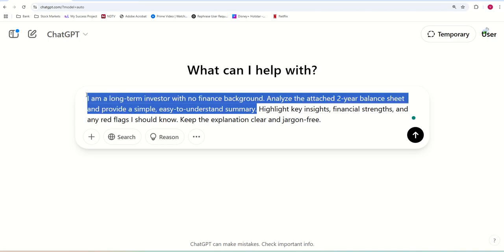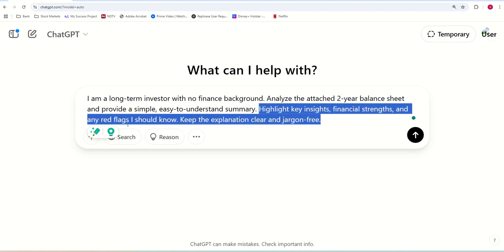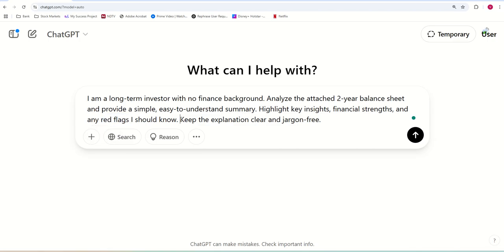So I'm telling that I don't have a finance background, so whatever summary it provides will be easy for you to understand. It will be simplified, broken down to the simplest form. I'm telling it to highlight key insights, financial strength and red flags, both the positives and negatives. I'm also telling it to keep the explanation clear and jargon free. I am emphasizing this because someone who is completely naive to balance sheets doesn't know what a current ratio or a quick ratio is, and if the output has these terminologies, it will be difficult to understand. So I'm requesting it to keep it as simple as possible.